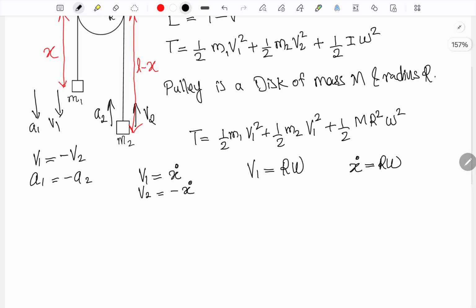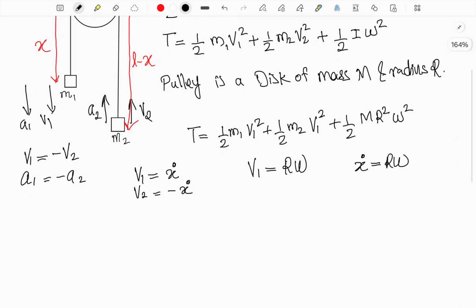So we can make the substitution in the kinetic energy equation. Then the equation for kinetic energy will be T is equal to half. Now because v1 square is common, I can take that outside. Half (m1 plus m2) v1 square, that is x dot square, plus half moment of inertia, MR square, into x dot square.